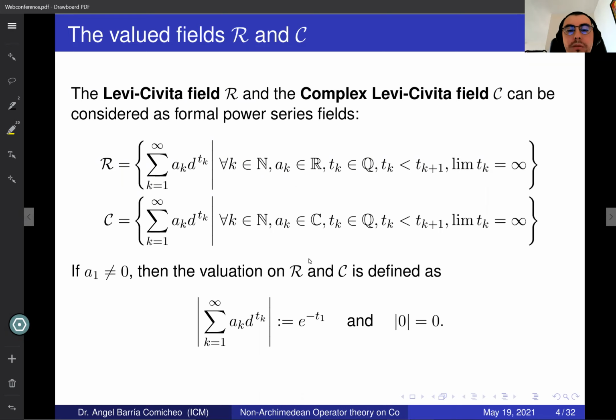Very quickly, these fields, using this evaluation, become non-Archimedean valued fields that are Cauchy complete in the sense of metric spaces, if we consider the metric induced by this valuation.